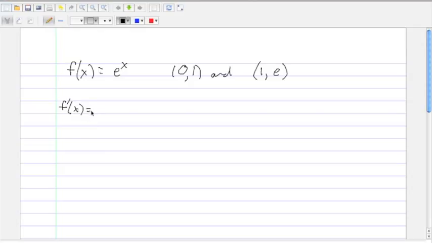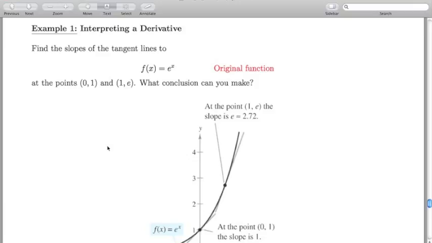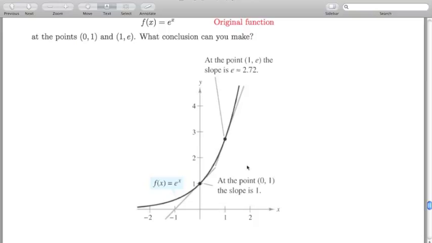So f prime of x is just going to be e to the x. So then f prime of 0 is going to be 1. F prime of 1 is going to be e. So at the point (0, 1), the slope of the tangent line is 1. At the point (1, e), the slope of the tangent line is e.